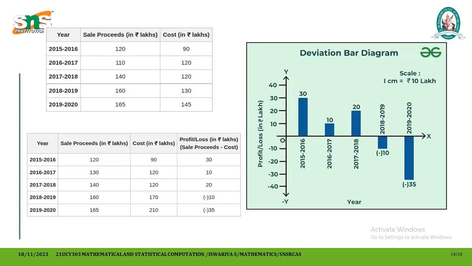So this is the data we collected for this diagram. So first we have to find the profit and loss for the given data. So then we have to mark the graph for the profit and loss. So this is the diagram for the deviation bar diagram.